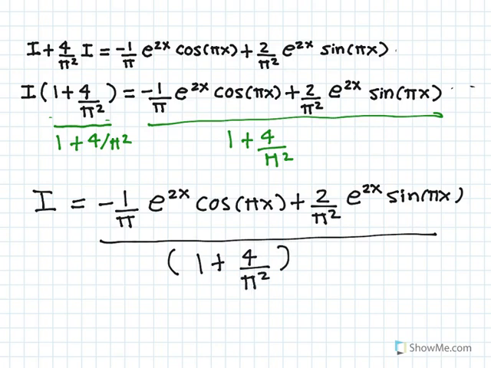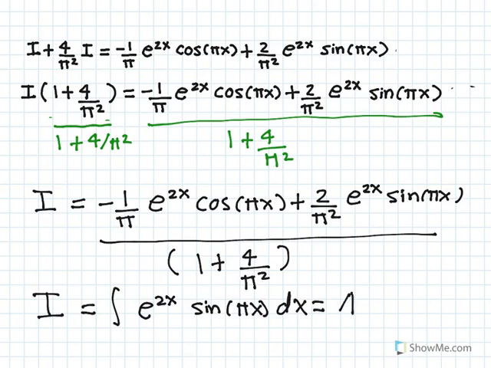This is the answer to the integral, which is integral e to the 2x sine of pi x dx. This is equal to what we have above. But of course, we shouldn't forget about adding the constant c of integration. Always add c at the end because it's an indefinite integral.